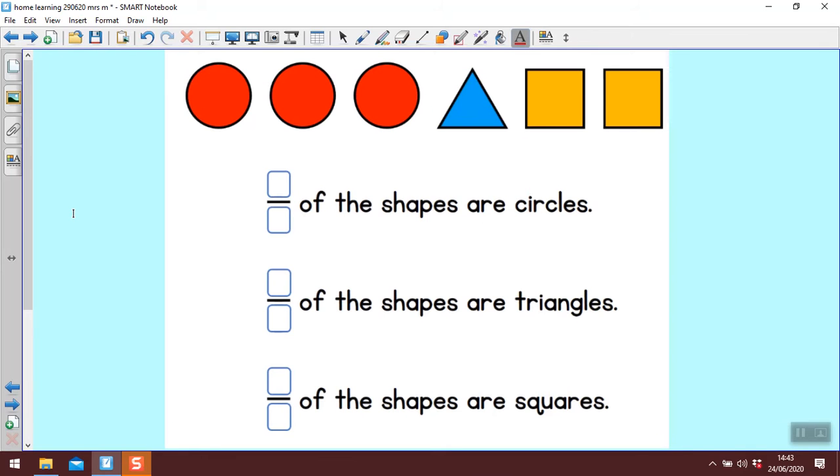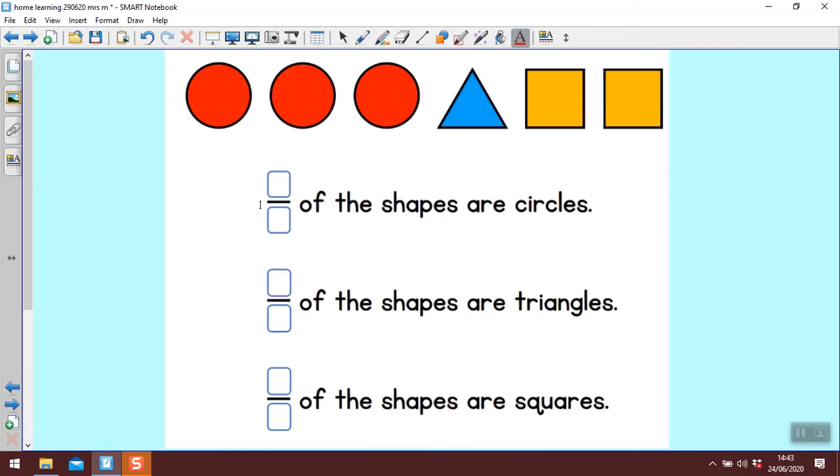So look at these set of shapes. We've got 3 circles, 1 triangle and 2 squares. What fraction of all the shapes are circles? What fraction of all the shapes are triangles? And what fraction of all the shapes are squares? Pause the video while you write the 3 fractions down.